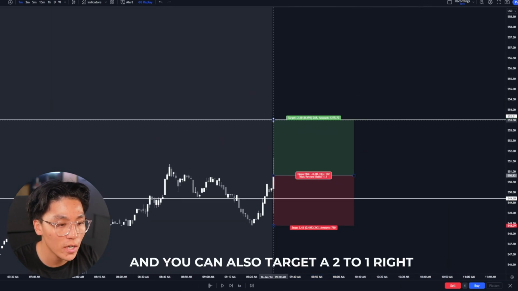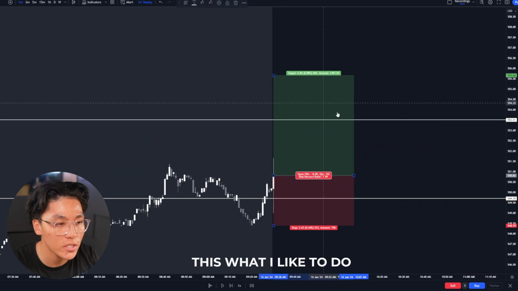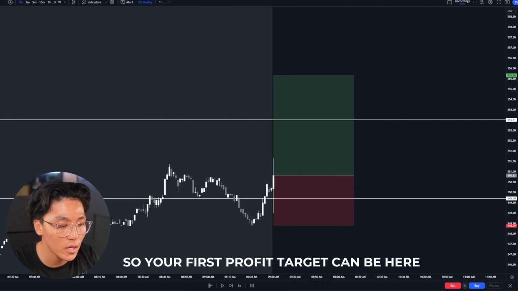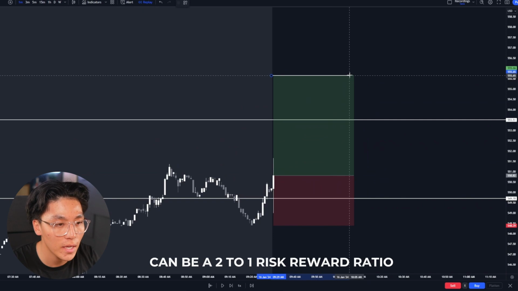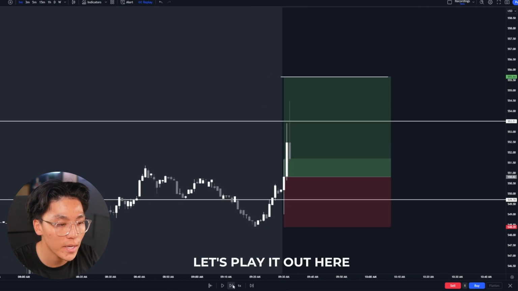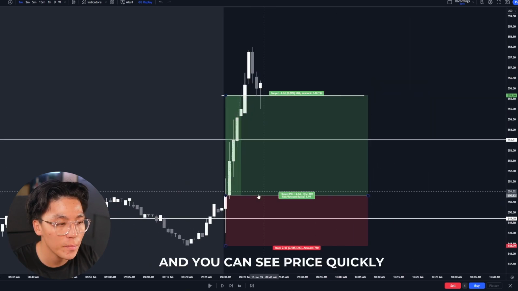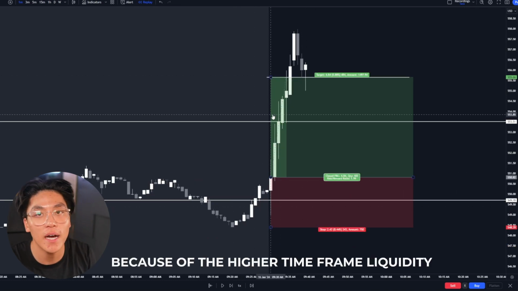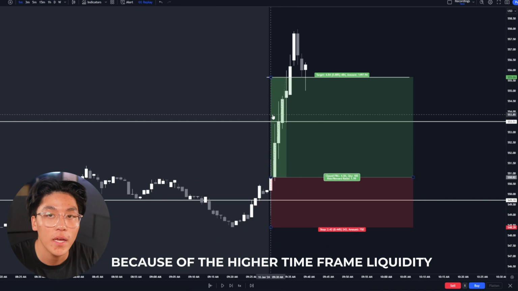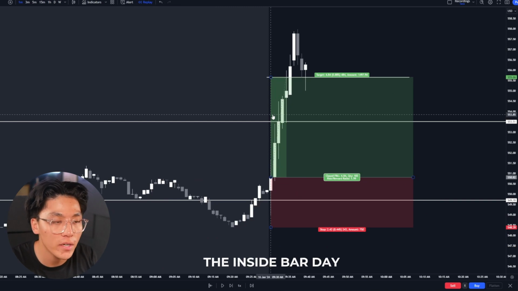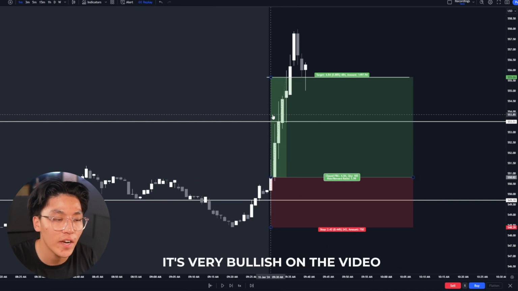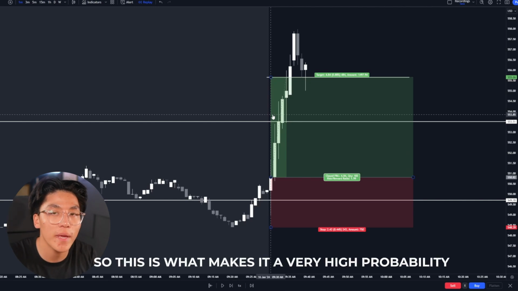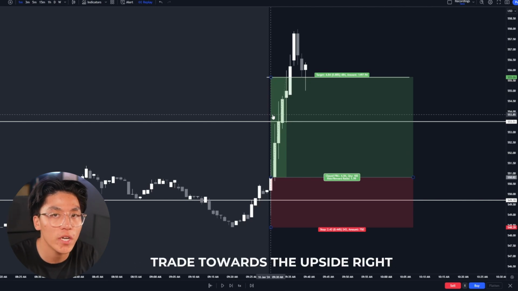And you can also target a 2-to-1, right? This is what I like to do. So your first profit target can be here, and your second profit target can be a 2-to-1 risk reward ratio. Let's play it out here. And you can see price quickly just expands towards the upside because of the higher time frame liquidity, the inside bar day. If you look on the daily time frame, it's very bullish on NVIDIA. So this is what makes it a very high probability trade towards the upside, right?